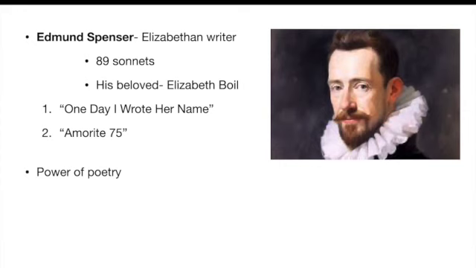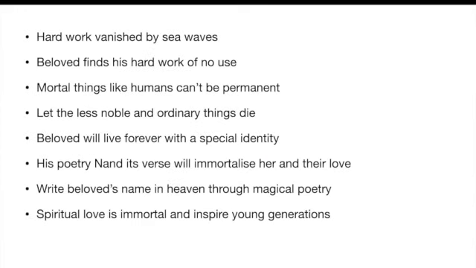So the poem starts with the hard work of the poet. What the poet did was, he used to write the name of his beloved on the sand at the seashore. The waves from the sea vanish it, then a second time he writes the name and another time the sea vanishes it. So the poet is saying that his hard work is disrupted and destroyed by the sea waves. Here there are two sea waves. The first one is time and the second one is death.